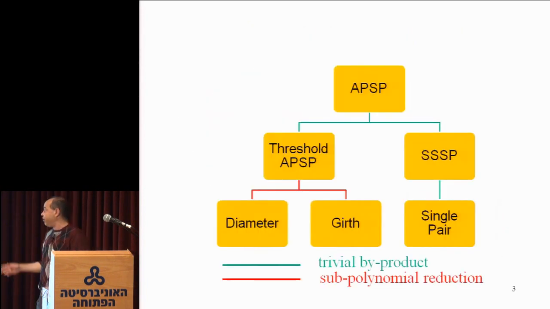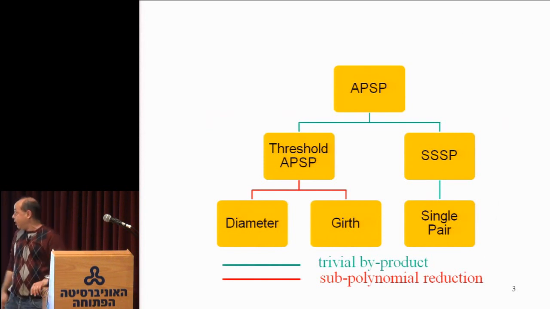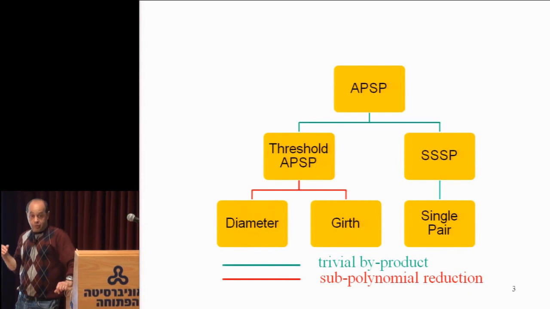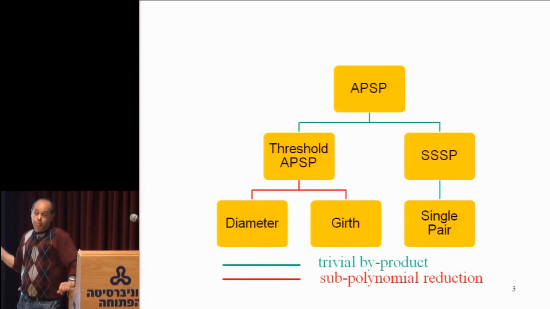So here's the simple hierarchy of these outputs. If you have an algorithm for all pairs, then of course you can use it as a trivial byproduct for all other cases. But maybe you can do better if you're looking for a particular subset. Let me just mention that if you have an algorithm for threshold, then you can use it almost directly by having some logarithmic reduction to also compute the diameter. What you just need to do is do some binary searching on the threshold, and then you can locate the precise diameter. Similarly, the girth of a graph is just the weight of a shortest cycle on the graph. So threshold, all pairs shortest path, up to a polylogarithmic reduction, gives you also an algorithm for diameter and for the girth.